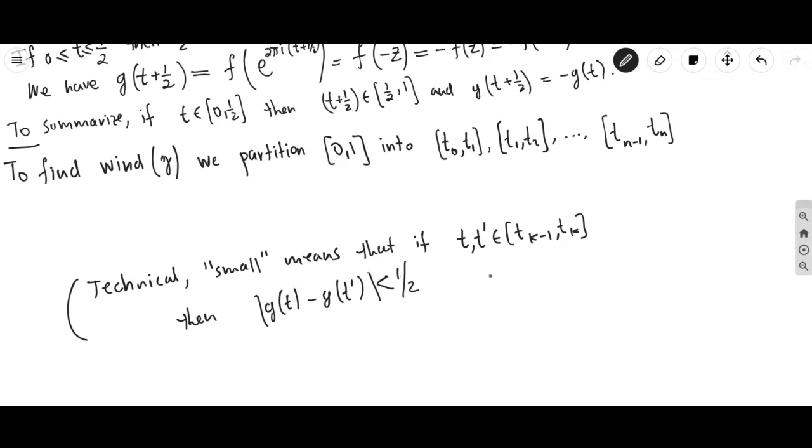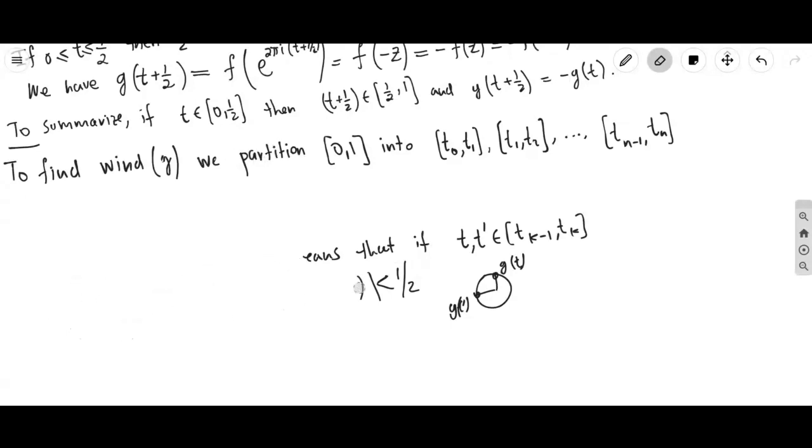And then this ensures that if this is g of t and this is g of t prime, then the angle between them, when it moves, will move smaller than pi over 2. So that means you're going to be adding all the small changes in the angles. So this is what we mean by small. You partition it so that this condition is satisfied, and then you're going to start adding up the changes in the angles that you get. But I do not want to write this because this kind of misses the point. But we're actually going to do this a little bit differently.